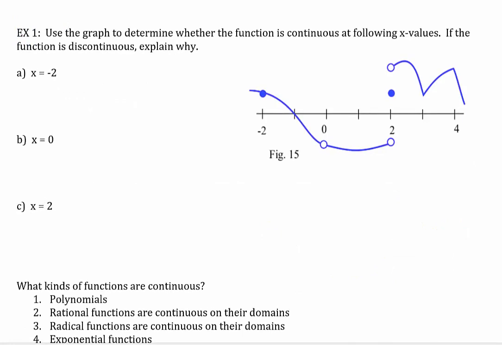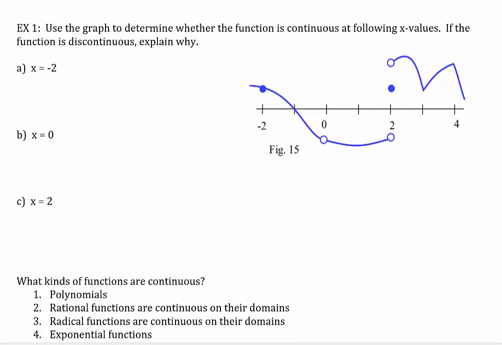In example 1, we are going to determine if the function is continuous at each point and explain why. So at x equals negative 2, the function is continuous. It's continuous there because we could say that the limit as x goes to negative 2 is equal to the function value f of negative 2. In other words, as we approach x equals negative 2, that part is the limit, we get the same thing as where the little point is.